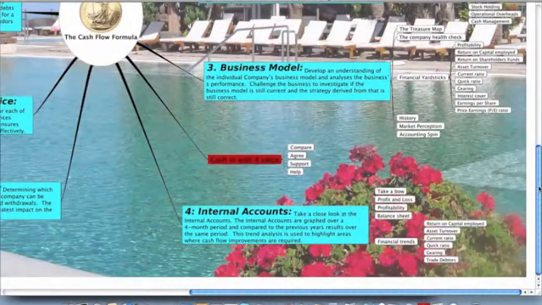Here we take a close look at the internal accounts. The internal accounts are graphed over a 4-month period and compared to the previous year's results over the same period. This trend analysis is used to highlight areas where the cash flow improvements are required.